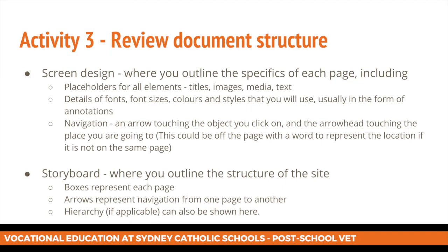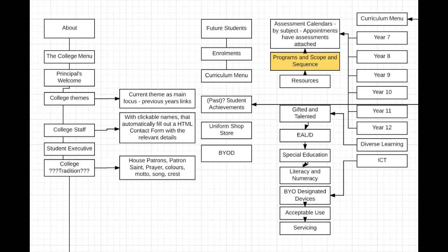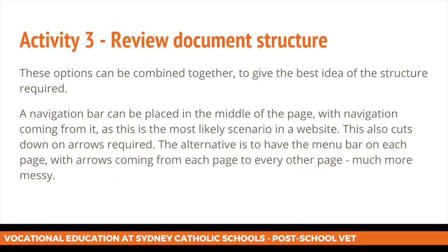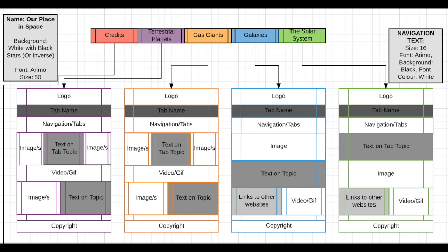If we're representing a range of pages, we can also outline the structure of the site using the storyboard. So boxes represent each page, arrows represent navigation from one page to another, and hierarchy, if relevant, can also be shown here. Generally, what we would do is we can combine these together to give the best idea of the structure required. So a navigation bar can be placed in the middle of the page with all the pages going around it, and the navigation can come from that bar.